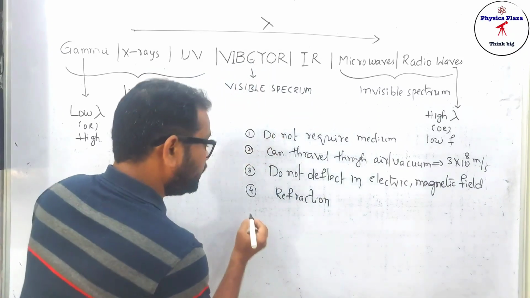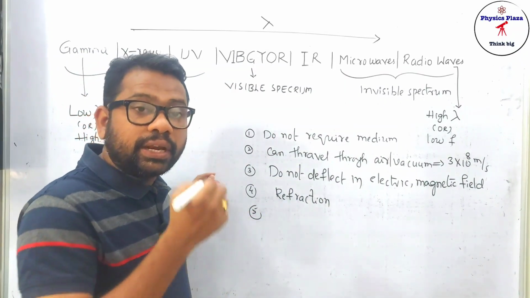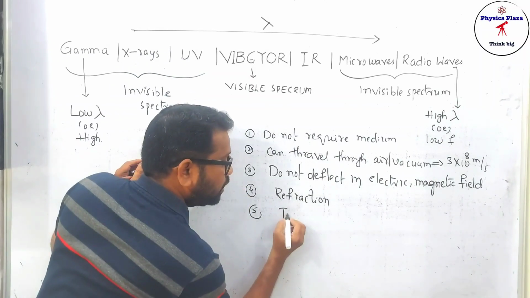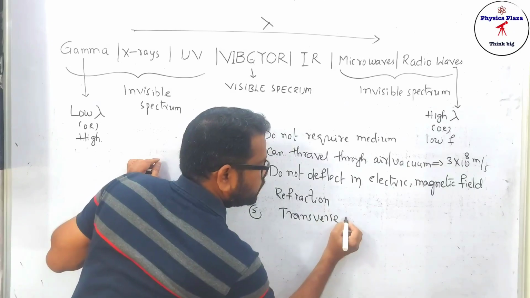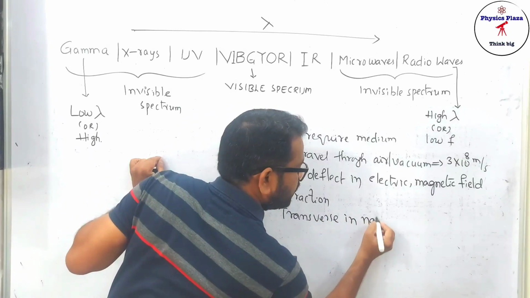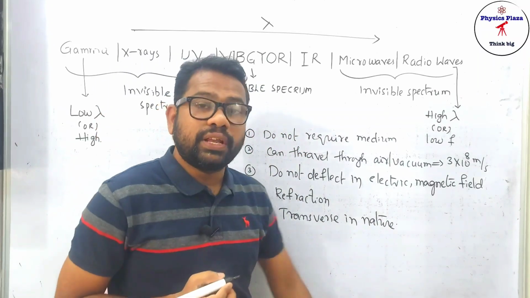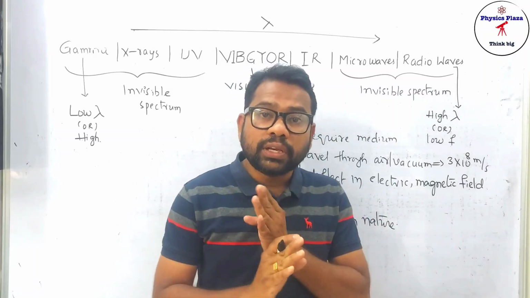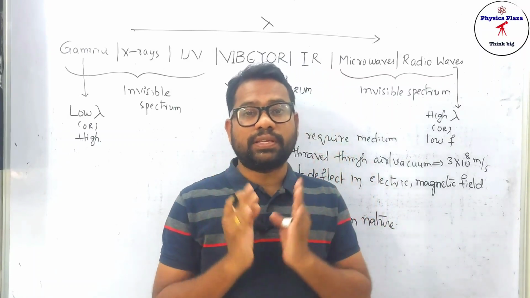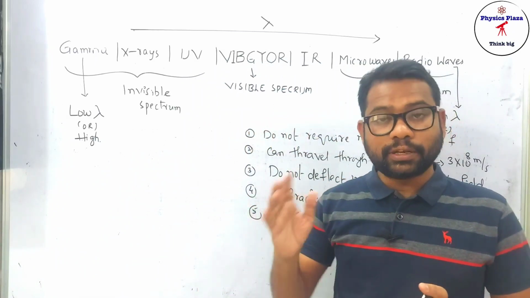Okay, fine. And what is the nature of the electromagnetic radiation? They are transverse in nature. Why are they transverse in nature? Because electromagnetic radiations consist of oscillating electric and magnetic fields. So children, these are the properties of electromagnetic radiations or electromagnetic waves.